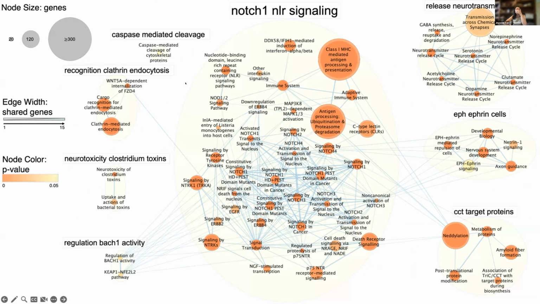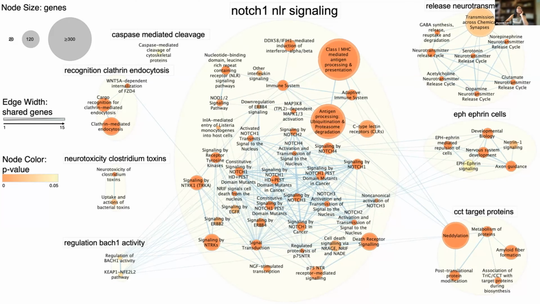We find that the top enriched pathways are the Notch 1 signaling pathway, and inside that we see the significant ones, which are basically the dark orange ones. These are the most significant ones. One is this MHC-mediated antigen processing and presentation, and also here this proteasome degradation. This is a pathway that helps to clear dead cells and misfolded proteins.